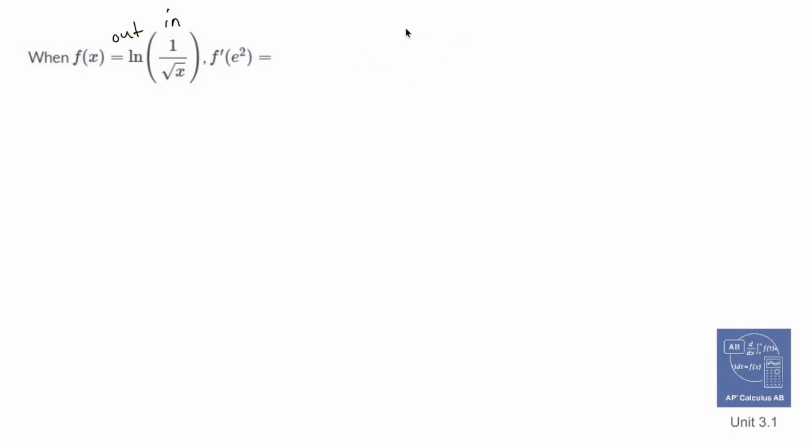And the way you handle chain rule is the derivative using the chain rule is going to be the derivative of the outside stuff. Keep the inside stuff exactly the way it is, but then multiply everything by the derivative of the inside stuff, like so. So I'm going to do that, and then when I'm done, plug in e squared, see what happens.